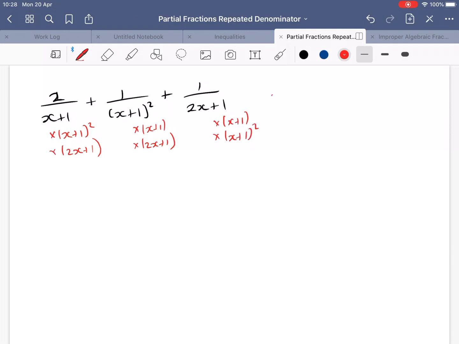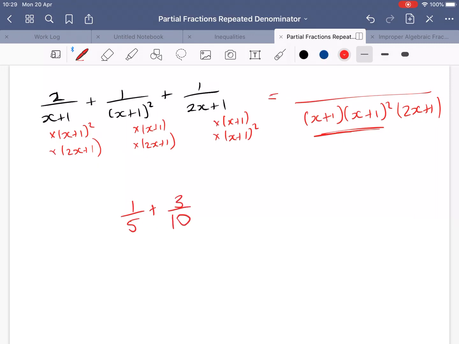And if we did that, we'd end up with a fraction that would be over x plus 1 times x plus 1 squared times 2x plus 1. But actually, if you look at these two, you'd end up with x plus 1 cubed. And that wouldn't be the lowest common denominator. Okay, so it'd be a bit like going back to year 7-8 work. If I said what is 1/5 plus 3/10, it would be a bit like using 20 as our denominator. It works, and it gives us the right answer, but it doesn't give it in the simplest form. So we don't want to do that.